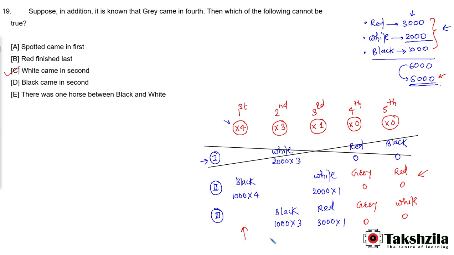Black came in second. It is possible here. There was 1 horse between black and white. It is possible over here. So statement C cannot be true here.